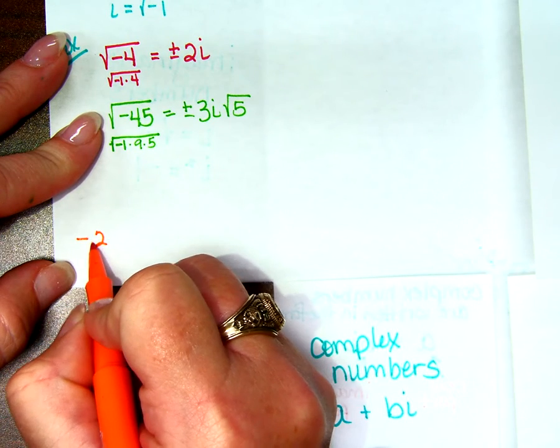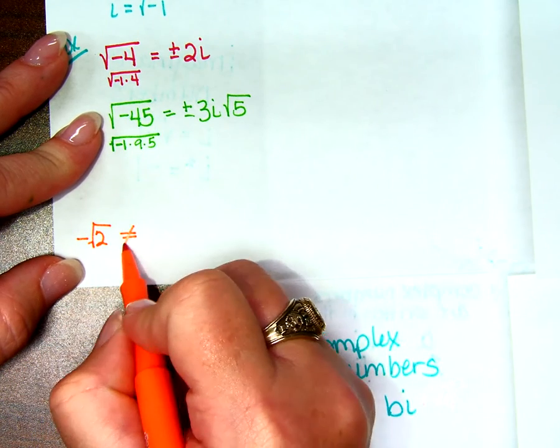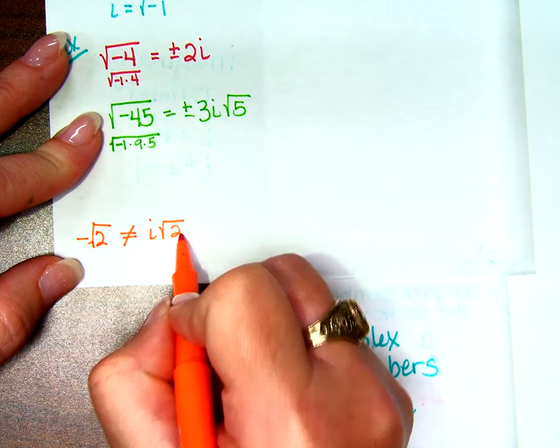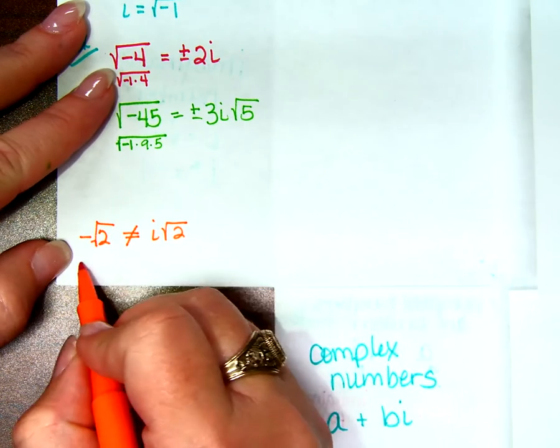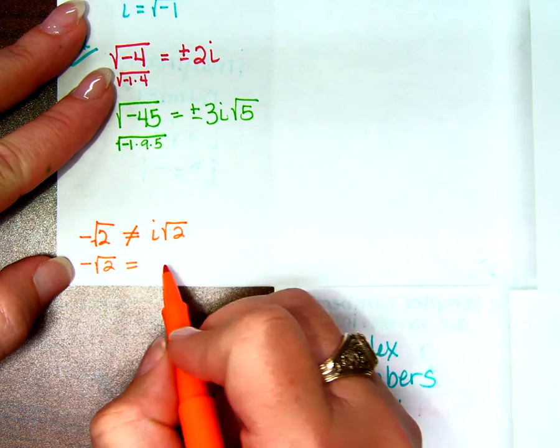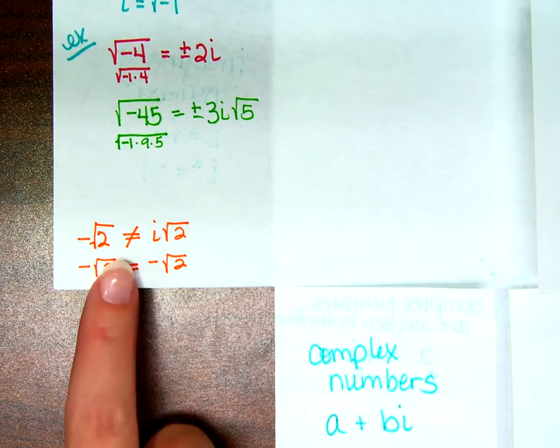Negative square root of 2 does not equal i square root of 2. That is not true at all, because where is the negative sign? On the outside. When do we care about the negative sign becoming an i? If it's inside. And in fact, negative square root of 2 actually equals negative square root of 2. That's not something you can simplify any more than it already is. Got it? So just be careful about that, all right?